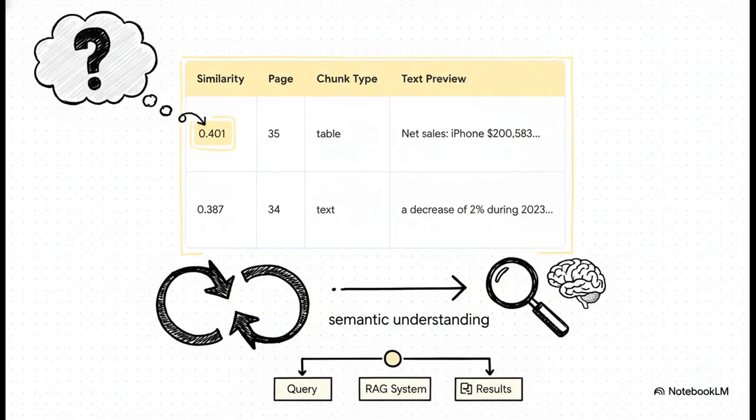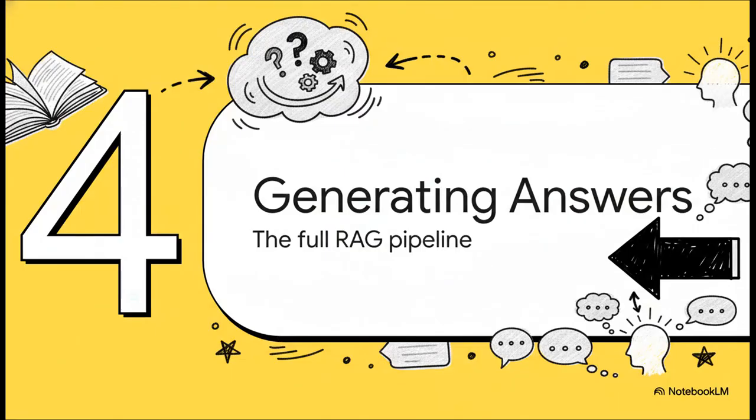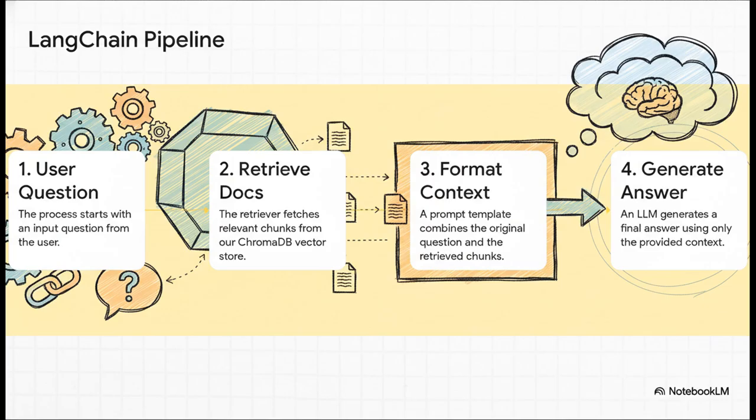It works. We've built the library. We've retrieved the right information. Now for the grand finale. Let's put it all together to generate a nice, clean, human-readable answer. This is the generation part of Retrieval-Augmented Generation. Now, to make this last part really easy, we're going to use a framework called LangChain. It basically automates this whole process for us.